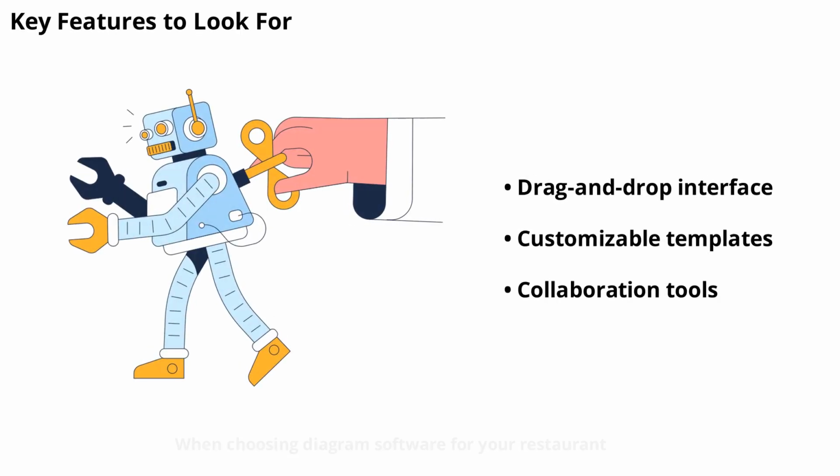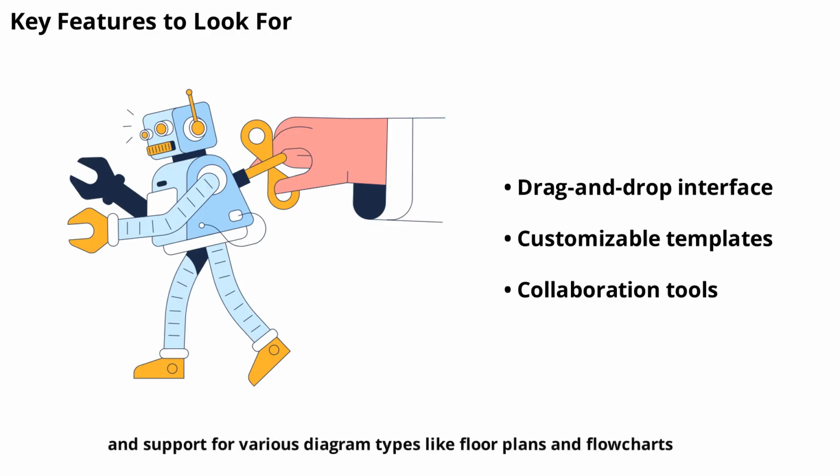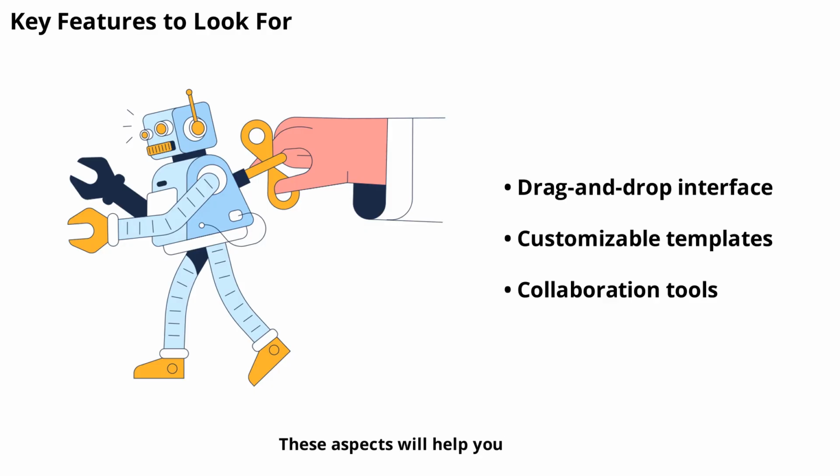When choosing diagram software for your restaurant, focus on key features. Look for tools that offer easy drag-and-drop interfaces, customizable templates, and support for various diagram types like floor plans and flowcharts. Integration with other software, such as POS systems or scheduling tools, can be a big plus. Also, consider collaboration features, so multiple team members can work together in real time. These aspects will help you create effective diagrams quickly and efficiently.